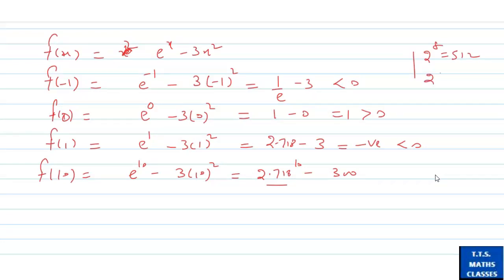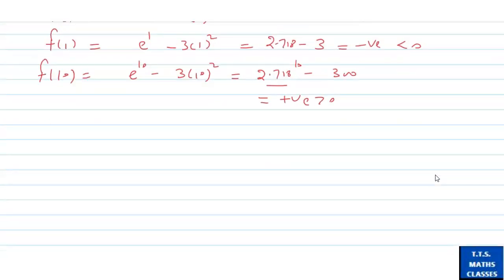If we do 2 raised to power 9, then it becomes 1024. Yes. So definitely we can easily see the value of 2 raised to power 8 is greater than it. Here 2.718 raised to power 10, so definitely it will be positive. It will be positive, meaning greater than 0.